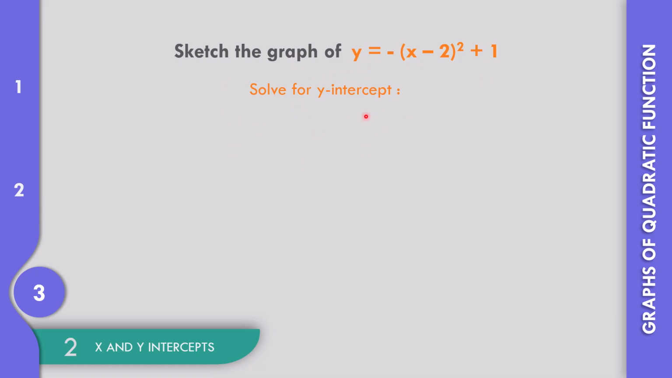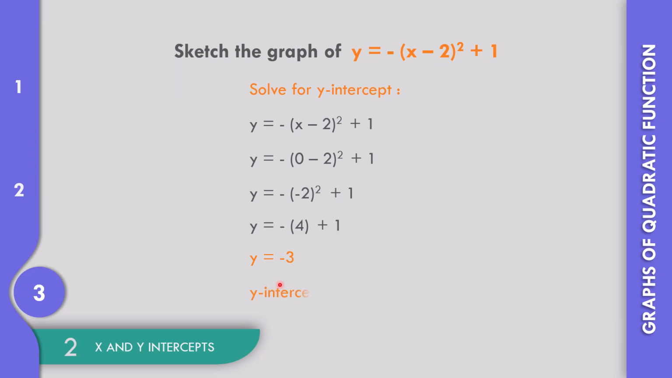How about the y-intercept? Let us replace the value of x by 0 in the given equation. So that becomes y equals negative the quantity 0 minus 2 squared plus 1. 0 minus 2 is equal to negative 2, squared, plus 1. Negative 2 times negative 2 is positive 4, so y equals negative 4 plus 1. Subtract, that is equal to negative 3. So y is equal to negative 3. So the y-intercept is (0, -3).